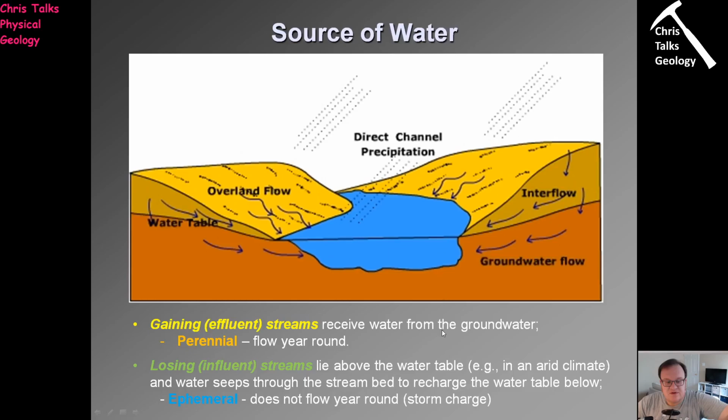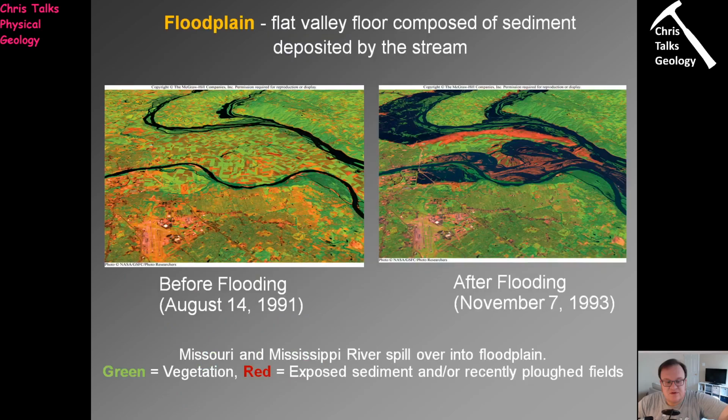They lie above the water table, and they are not constant. They do not flow all year round, so they're referred to as ephemeral streams. So we have perennial, all year round, and ephemeral, not all year round. Now, around any river, we are going to have a floodplain. A floodplain is a flat floor composed of sediment which is deposited by the river.